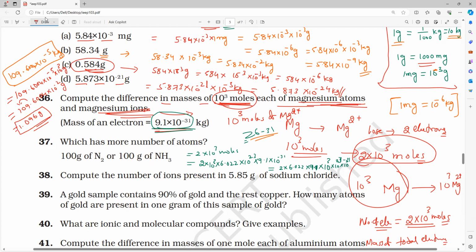That is the mass of all the electrons. Mass of all the electrons is this much. Till here, any doubt, ask me. So the mass of atoms and the mass of ions, how much is the difference? What is the difference? 1.096 grams. That is the only difference.